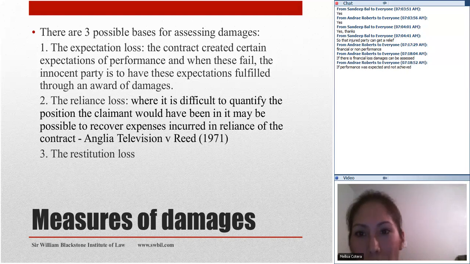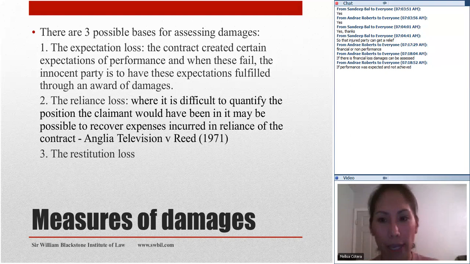Yes, if performance was expected and not achieved. Yeah, when parties have a contract, this contract created certain expectations of performance. And when this performance is not achieved, the innocent party is to have these expectations fulfilled through an award of damages. An award based on the claimant's expectation interest is compensation for the loss of a bargain. The claimant obtains the profits he would have received had the contract been performed. Damages, in this case, are assessed in reference to the claimant's expectations.